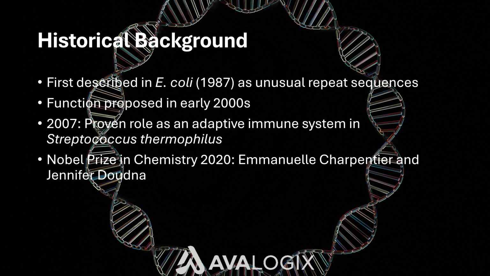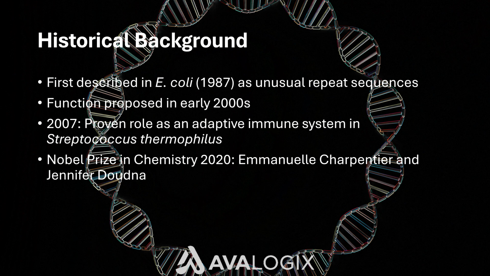Then in the early 2000s, researchers began to notice that these repeats were often flanked by sequences derived from bacteriophages and plasmids, clues that suggested a defensive role. In 2007, a groundbreaking study using Streptococcus thermophilus proved that these sequences actually provided adaptive immunity by incorporating fragments of viral DNA into the CRISPR locus, allowing the cell to recognize and cleave foreign DNA upon reinfection.